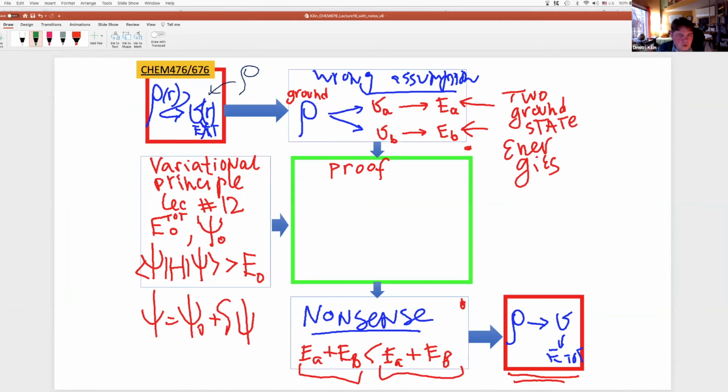So, what are those technical details? We will assume that there are two threads, so that from one density one can get two different external potentials, and then two total energies. And for our technical tool to perform the proof, for our methodology, we will use the variational principle.